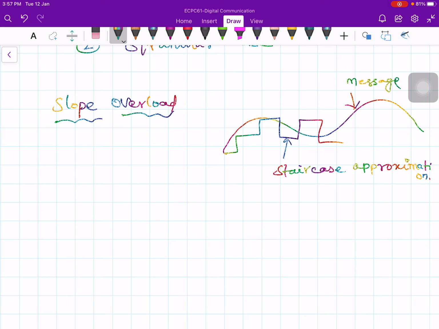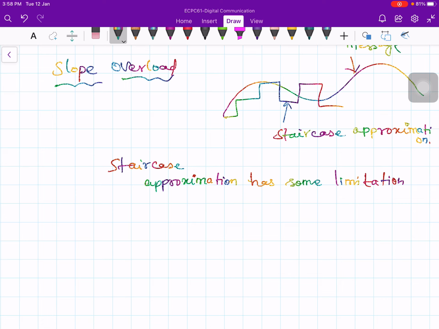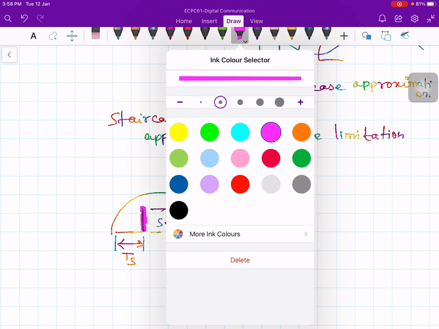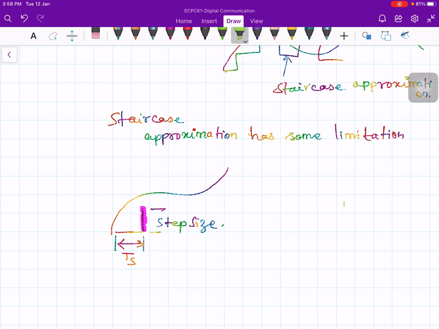This staircase approximation has a basic limitation, and due to that limitation the slope overload problem occurs. It can build up at a maximum possible rate, which is governed by two factors. You have a signal like this, this is my sampling interval Ts and this is my step size. Therefore the staircase approximation is limited by two factors: one is step size, the height, and the other is the sampling interval.